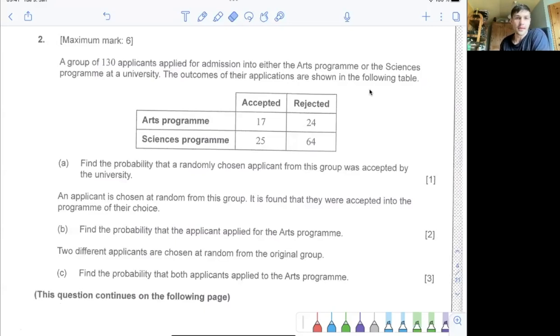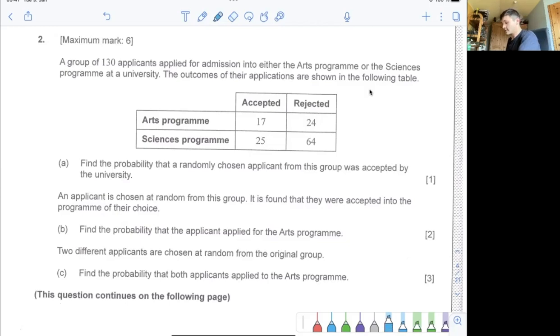Question 2. A group of 130 applicants applied for admission into either the arts program or the sciences program at a university. The outcomes of their applications are shown in the following table. Okay, find the probability. Part A says, find the probability that a randomly chosen applicant from this group was accepted by the university. Cool. Right, so this is regardless of whether they were accepted to the arts program or the sciences program, just purely that they're accepted to the university.